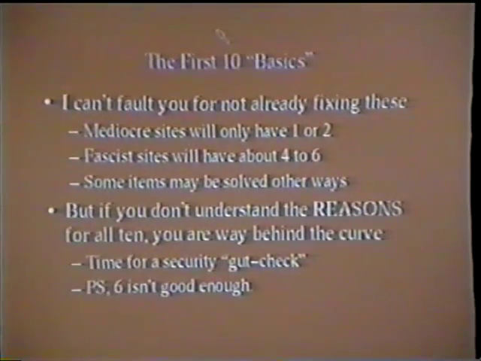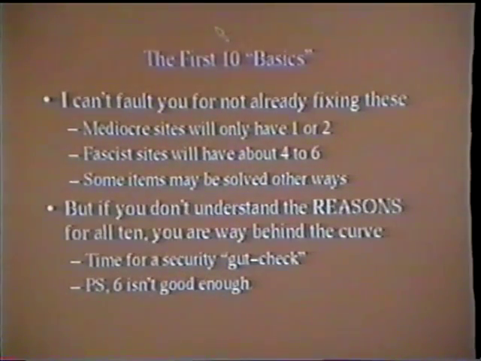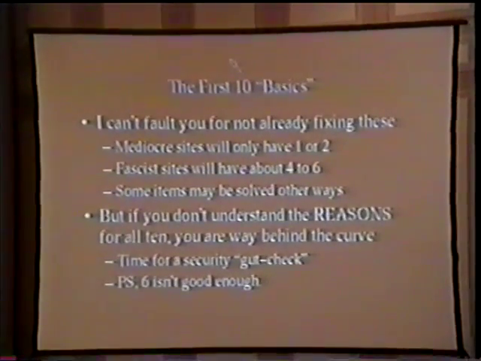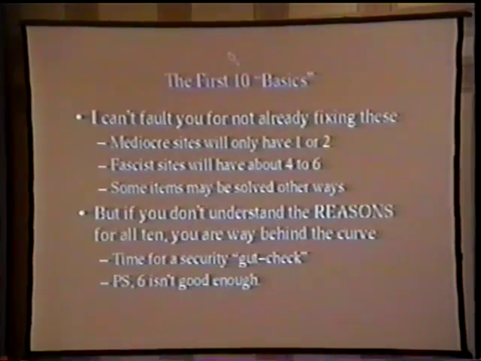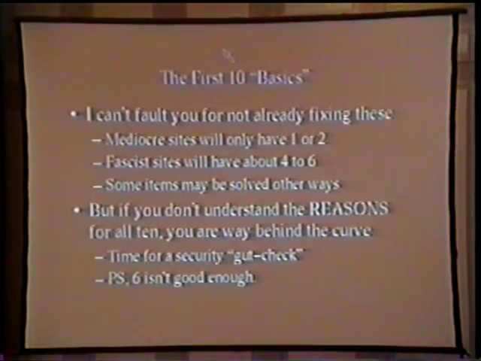So the first 10 are what I call the basics, and I can't really fault you for not having already fixed these. Basically, I'd say that mediocre sites would have 1 or 2 of these fixed. Best sites would be 4 to 6. And as I'll explain later, some of these can be fixed in other ways. The reason I call them the basics is you must understand the principles behind why these are problems, even if you do not necessarily have all of them fixed. But I do say, though, 6 isn't good enough.